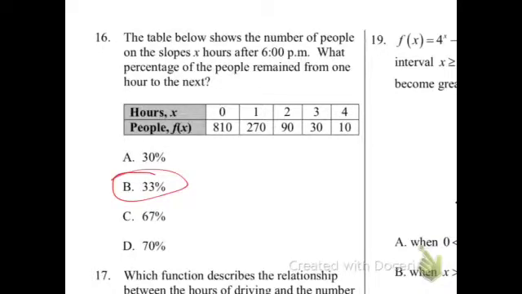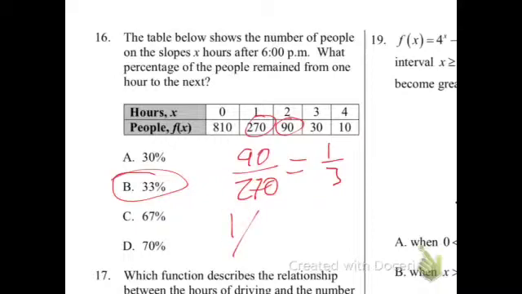16. Getting the number of people in the slopes x hours after 6 p.m. What's the percent of people that remain from 1 hour to the next? If you're trying to find the percent that remained, you just take any number in the sequence and divide by the previous one. So if you do 90 over 270, that comes out to be 1/3, which if you convert it to a percent, you push 1 divided by 3 in your calculator, you get this really long decimal of 3 repeating forever. Well, that's 33%. And so the answer is going to be B.